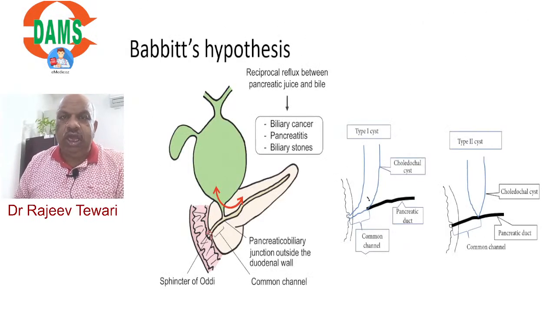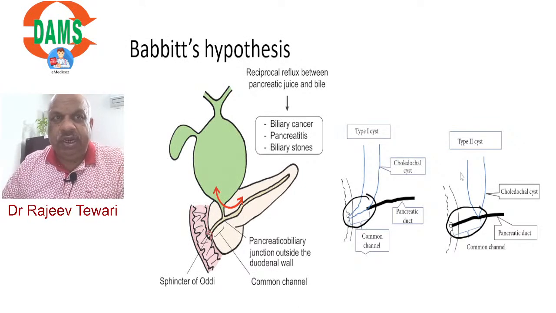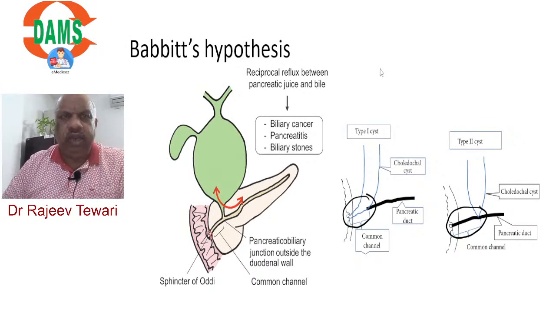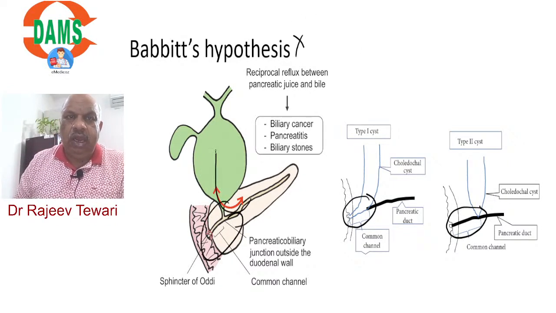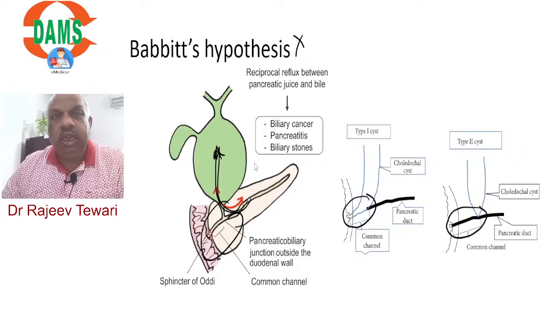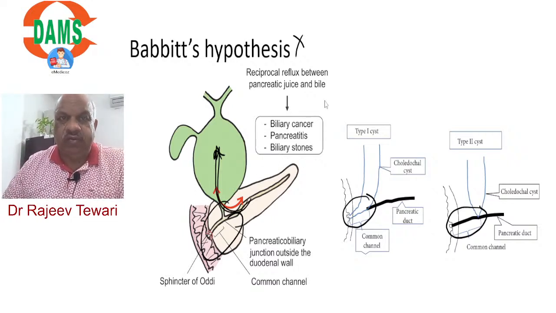And this is the anomalous junction where the common channel is long, which precipitates it. This is called Babbitt hypothesis, not for you, you can skip the name. But when you have an anomalous junction, the pancreatic juice goes into the bile duct. That is considered one of the risk factors for choledochal cyst.